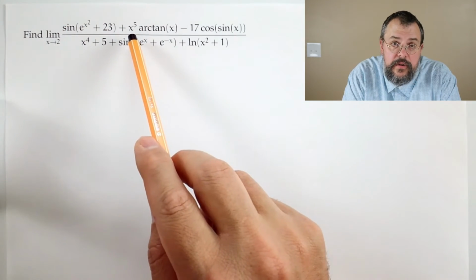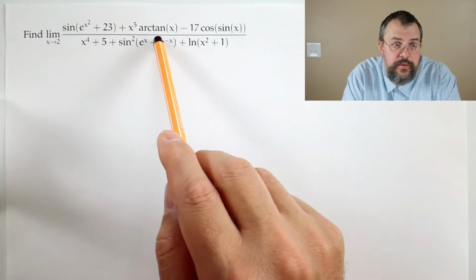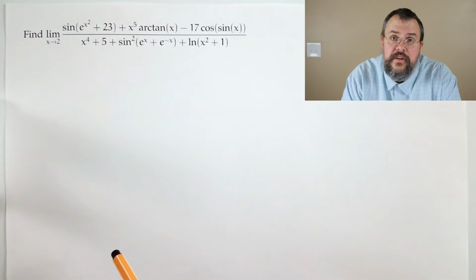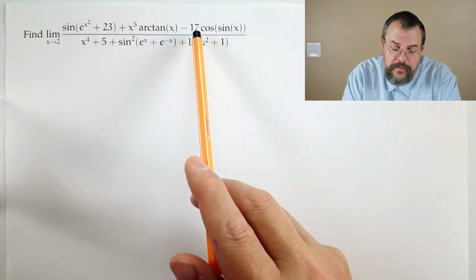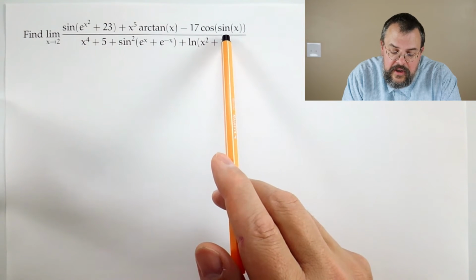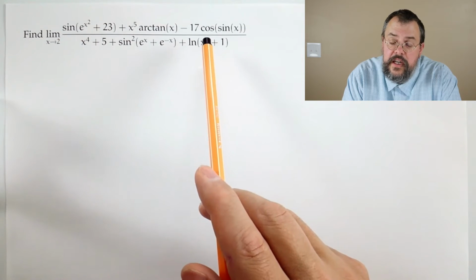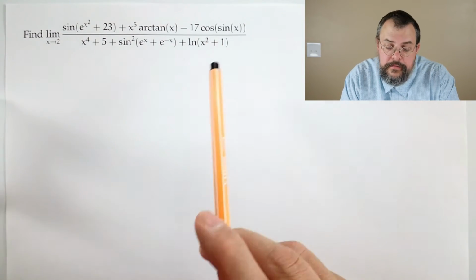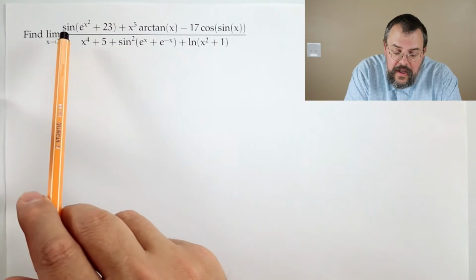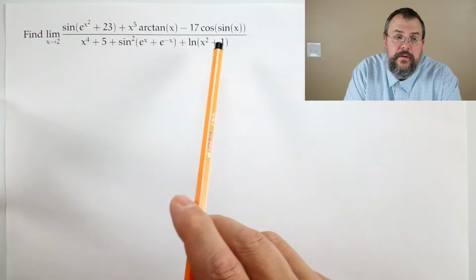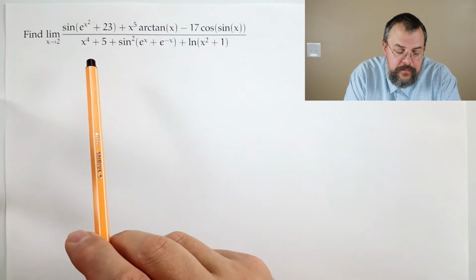X to the fifth is continuous, as is arctangent. Therefore, the product of x to the fifth and arctangent is continuous. 17 is perfectly fine. Sine is a continuous function. Cosine is continuous, so if I plug sine into cosine, it's still continuous, and continuous everywhere. So all these pieces on the top are continuous, add and subtract, still continuous.